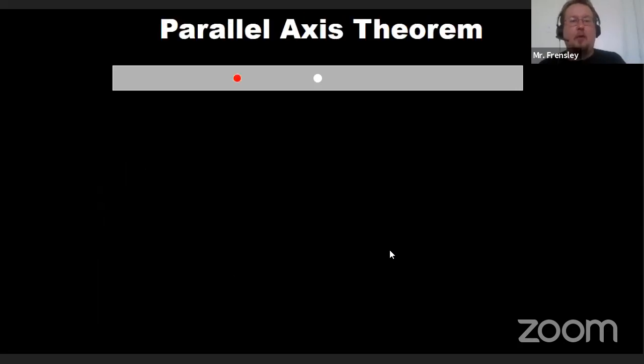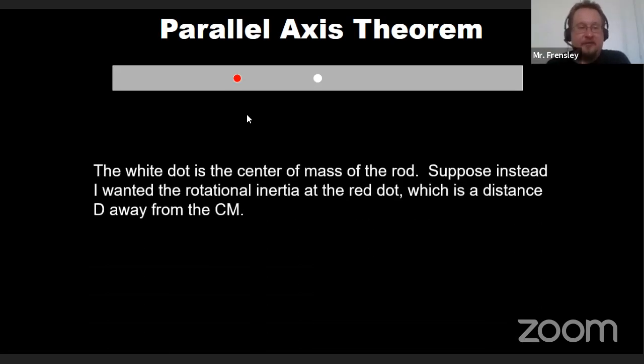Okay, so now I want to talk about something called the parallel axis theorem. So you remember a second ago when I held my barbell and then I tried to hold it by the end and the rotational inertia was bigger? Well, there's a mathematical theorem that lets you take the rotational inertia about the center mass and change it into the rotational inertia about a parallel axis that is not through the center mass.